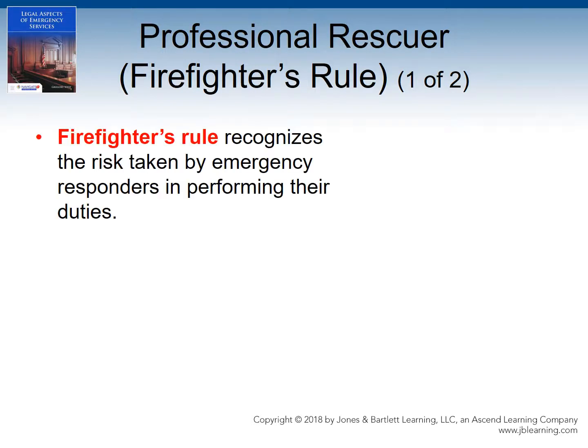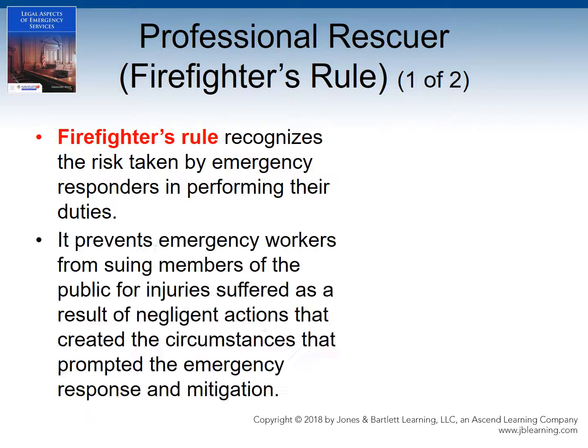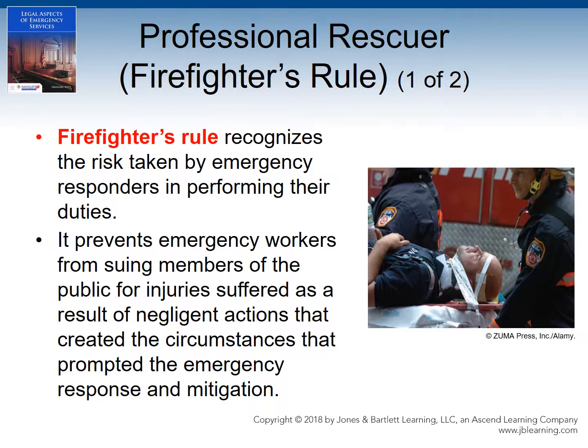Given the nature of emergency work, however, something called the Firefighter's Rule has evolved over time to reduce the potential liability for property owners, and others for that matter, when dealing with professional rescuers who knowingly and willingly accept a certain amount of risk while performing their duties. Essentially, the Professional Rescuer Doctrine, or Firefighter's Rule, prevents emergency workers from suing members of the public for injuries suffered as a result of negligent actions that created the circumstances that prompted the emergency response and mitigation activities.